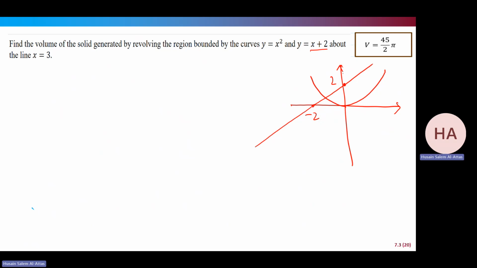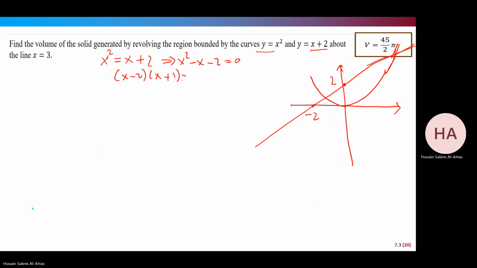That will be my line. This is the parabola and the line is there. So I'm talking about this region, about the line x equals 3. When they equal each other, I have x squared equals x plus 2, the point of intersection, I mean. I have x squared minus x minus 2 equals 0. So I have (x minus 2)(x plus 1) equals 0. I have x equals minus 1 or x equals 2. So this is minus 1, and this is 2.